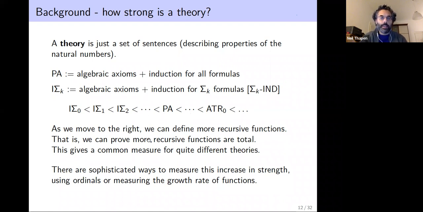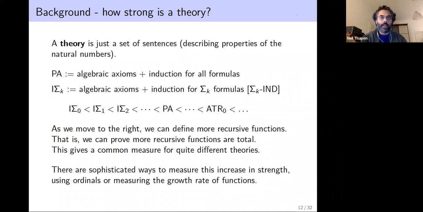But these ways of separating them aren't available. In particular here, every theory is going to prove the consistency of the theory on the left. So we know they're getting stronger, and that doesn't work in bounded arithmetic. And fast-growing functions won't work in bounded arithmetic because all functions are polynomial.